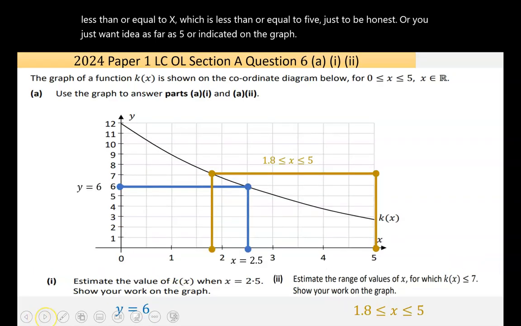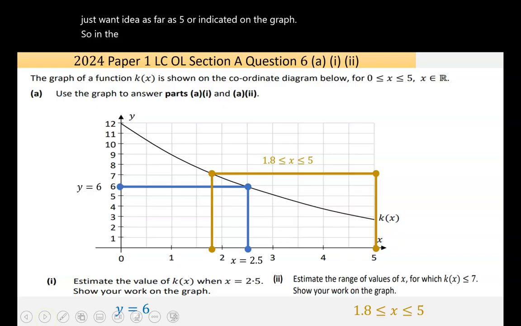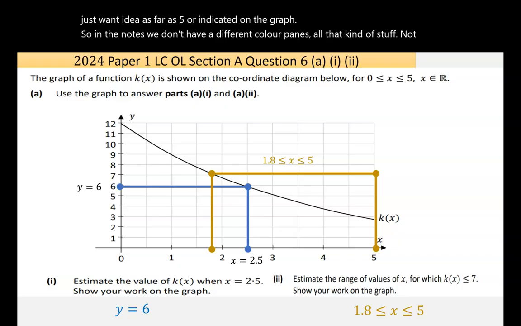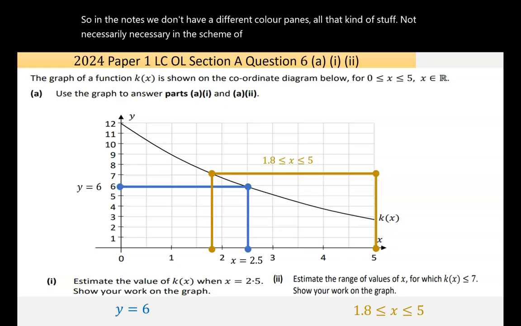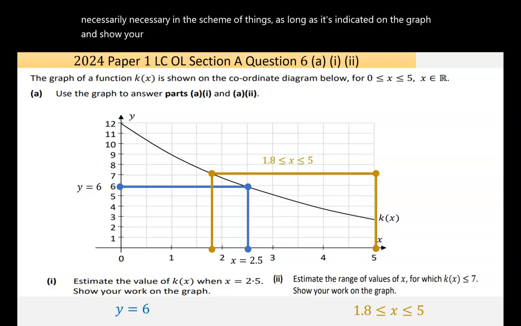So in the notes, I've done out different color pens, all that kind of stuff. Not necessarily necessary in the scheme of things, as long as it's indicated on the graph, and show your answer in the space provided. So that's part A1 and 2.